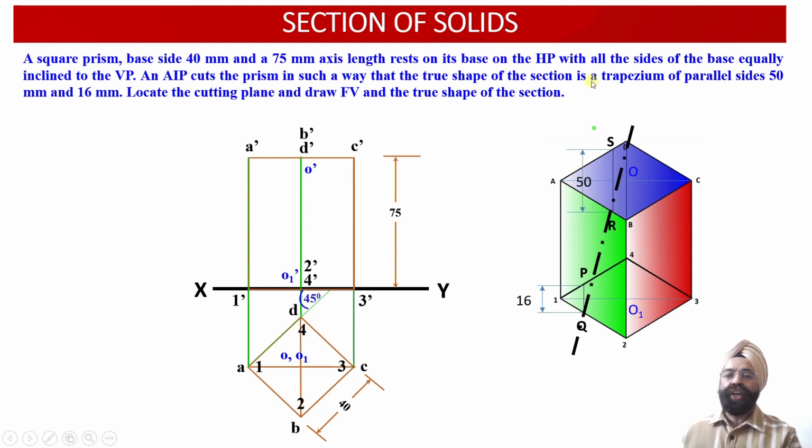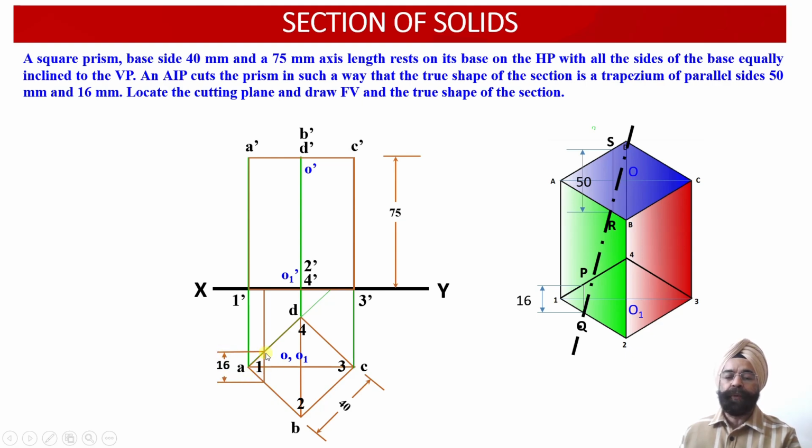So now in order to obtain the true shape of the cut section as a trapezium, the cutting plane must cut the square prism on one side of the axis in such a way that 2 points of intersection will be obtained onto the base and 2 points of intersection should be obtained on the top face of the square prism. So now let us evaluate these 4 points over here. We have marked 2 points corresponding to P and Q in the top view projections in such a way that the distance between these 2 points P and Q should be equal to 16 millimeter.